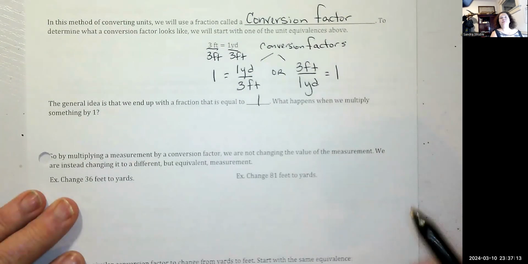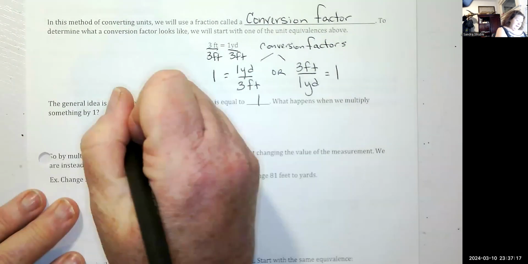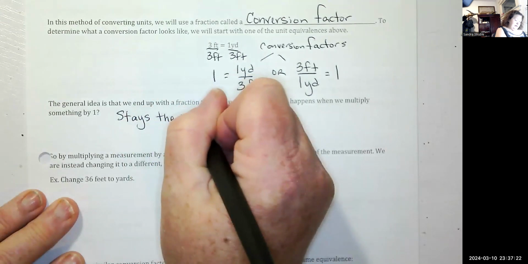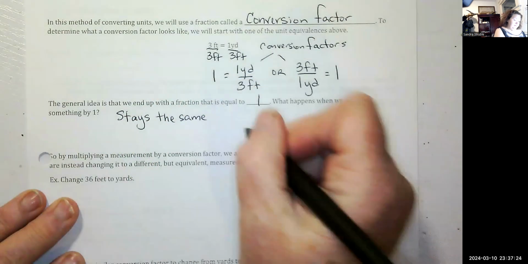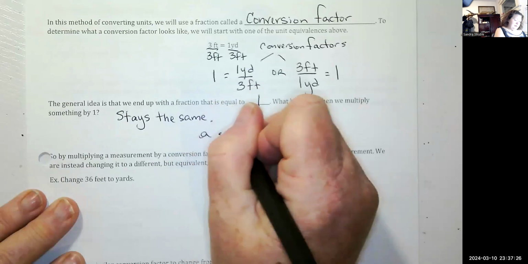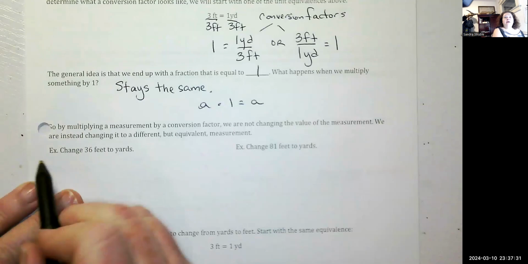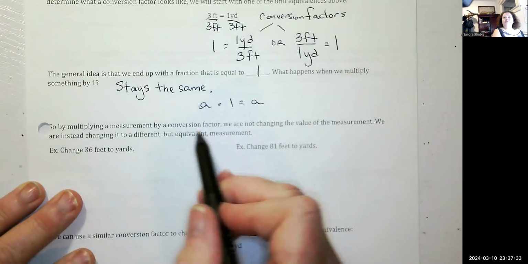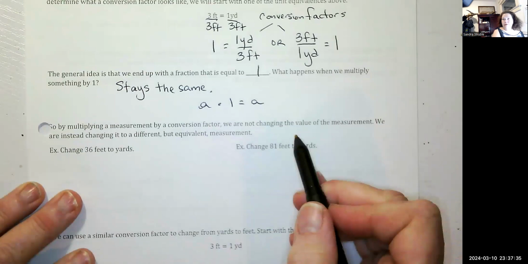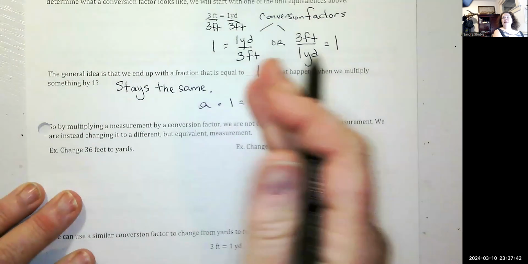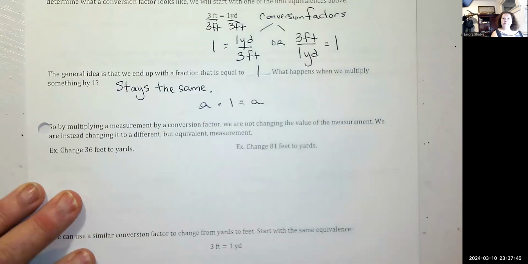What happens when we multiply something by 1? Nothing. It stays the same. Anything divided by itself is 1. So A times 1 is A. So by multiplying a measurement by a conversion factor, we're not changing the value of the measurement. We are instead changing it to a different but equivalent measurement. We're just multiplying it by 1 every single time.